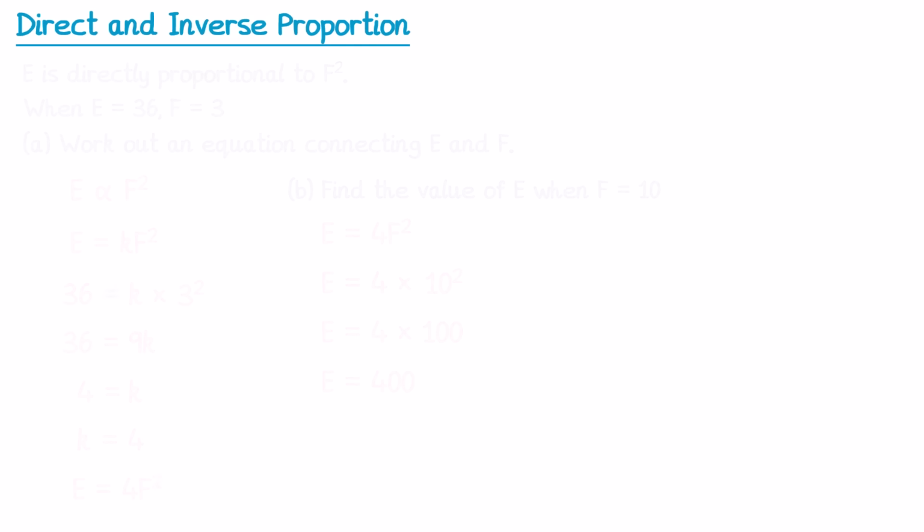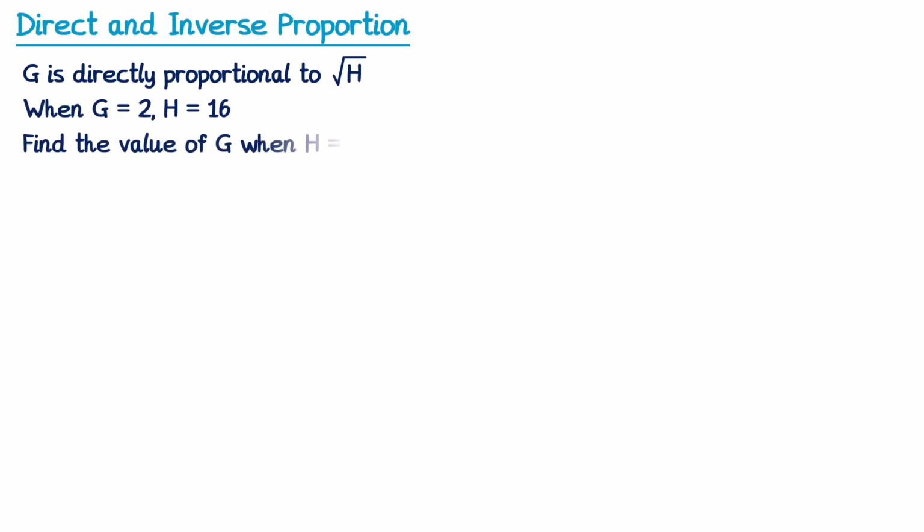And let's try one more question where it's slightly tricky still. So this time G is directly proportional to the square root of H. And we've been given some values for G and H, and we need to find the value of G when H is equal to 25.